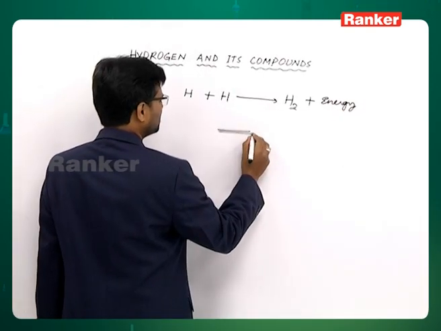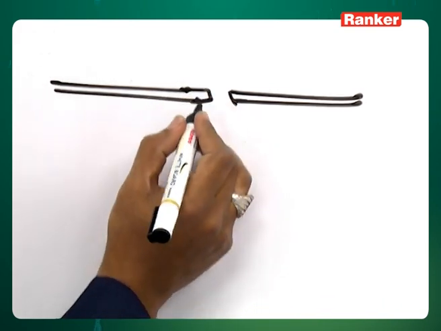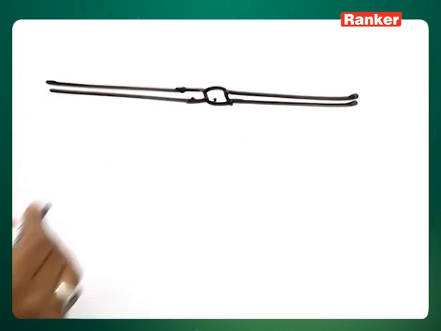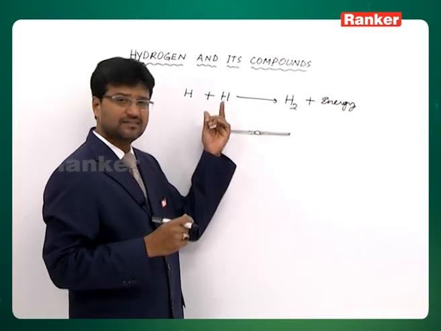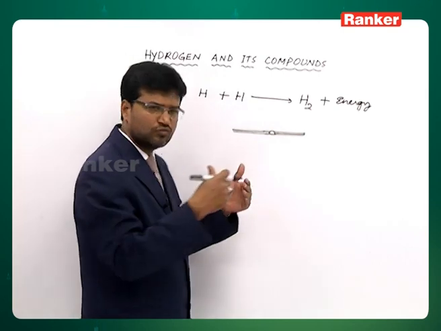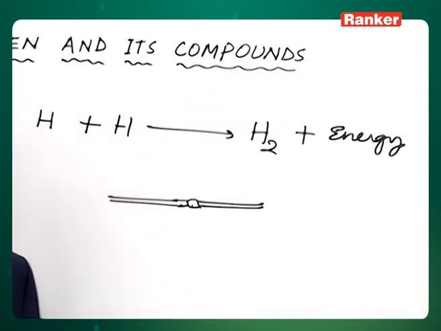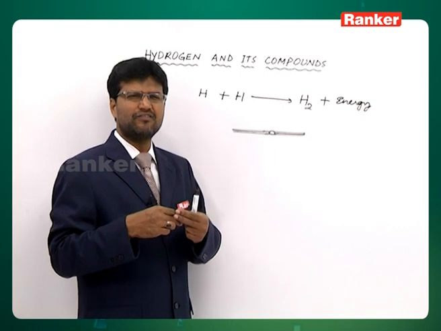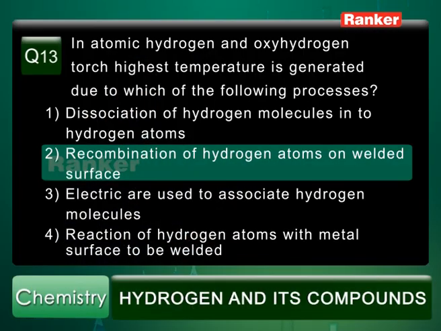Imagine this is a joint which is to be welded. This metal will act as a catalyst for this reaction. So at the joint, this reaction takes place and energy is produced. This energy will produce sufficient heat which will melt the metal, and the two molten metals will join. On cooling, the joint will get welded. So the metal which is to be welded will act as a catalyst, and at the surface at which welding has to take place, there is a combination of hydrogen atoms to give hydrogen molecules. The heat produced in this reaction will melt the metal, and the metal will get welded. So the correct answer is second option, that is recombination of hydrogen atoms on welded surface.